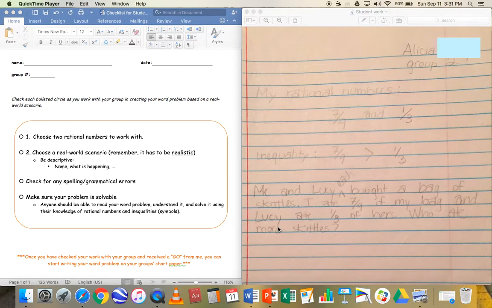And then finally, I would talk about her problem being solvable. She showed that 7/9 is greater than 1/3 in this portion of her work, using the correct symbol, which is the symbol greater than. So anyone else that picks up this problem should be able to find the same answer.